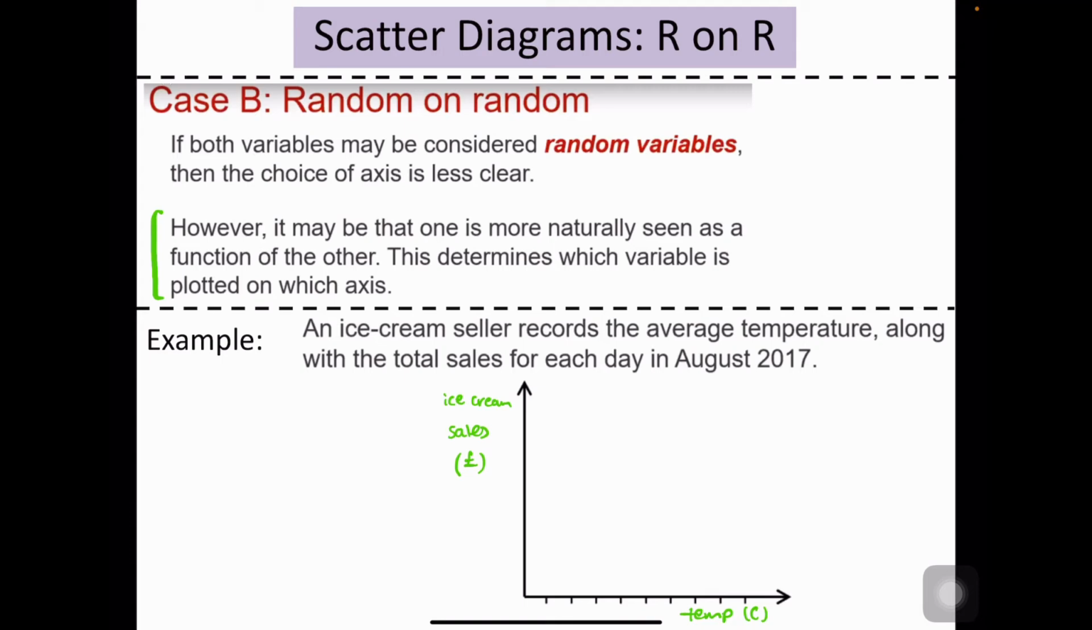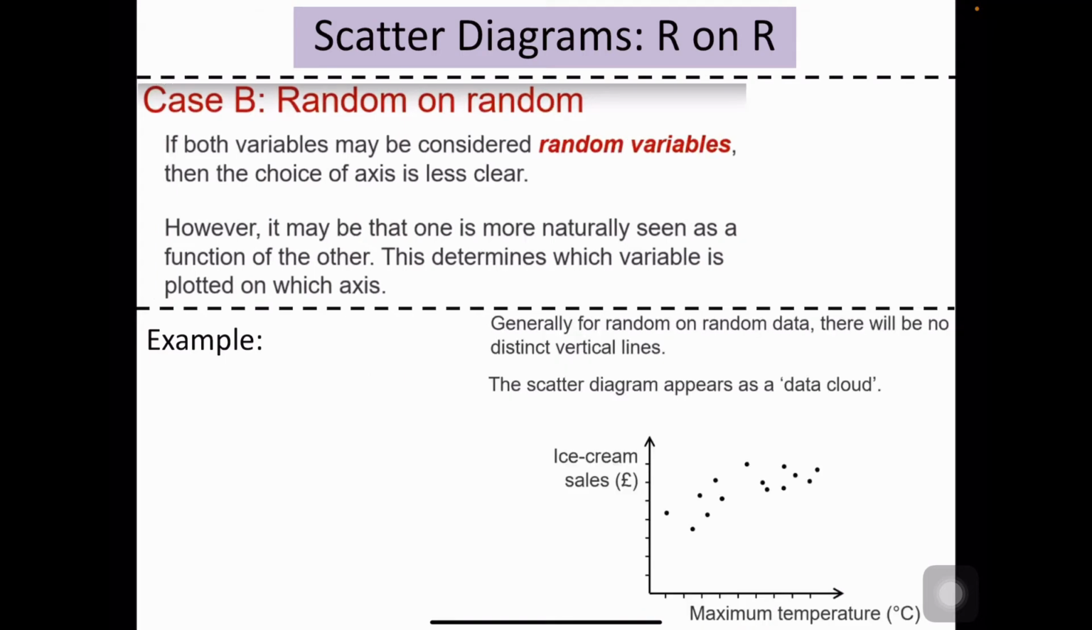The higher the temperature, the higher the ice cream sales. And as you can see here, there are no distinct vertical lines because we're not controlling the temperature, we're just recording the temperature, and then we're recording the ice cream sales as well. It's not controlled like the previous scatter diagrams where you saw those distinct vertical lines appearing. The scatter diagram appears as a data cloud, so you just have a bunch of data points scattered around each other.